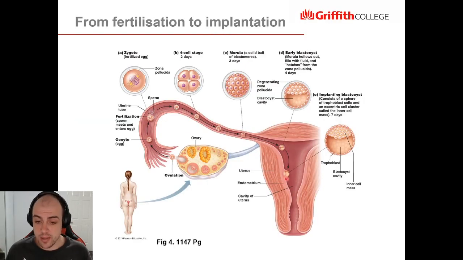Now, it's during this implantation that we see that release of HCG. That's going to keep that corpus luteum nice and alive. It's going to continue the release of progesterone and a little bit of estrogen, which is going to stop this degradation of the endometrium, okay? We don't want that to just be shed and to leave, and it will then facilitate what is to be the very, very beginnings of pregnancy.